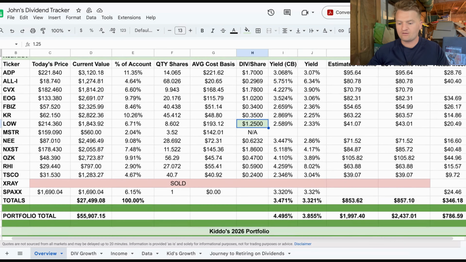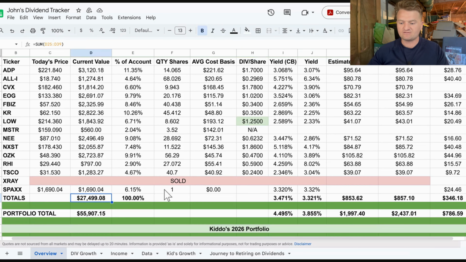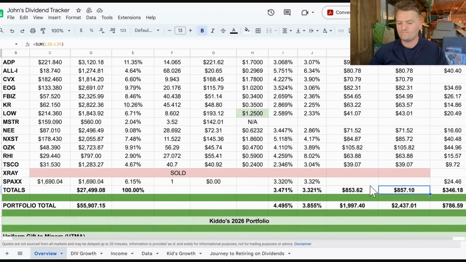For the Roth IRA, my total portfolio value here is just under $27,500, with a cost basis yield of 3.471% and a yield if you bought everything today of 3.321%. A year from now, we should expect to receive $857.10 in dividends, and again, we'll cover actual in a minute.